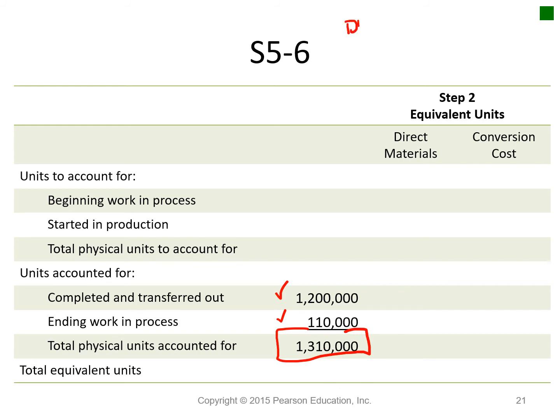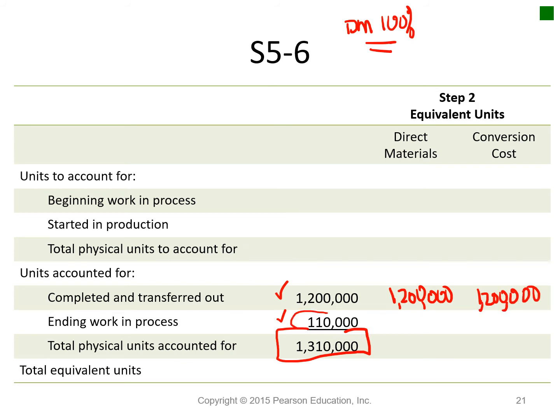Now, the fact that the direct materials are 100% complete because it says they've all been added, and of course anything that's been transferred out is always 100% complete, I can go ahead and just move this number over for both, first of all, both for direct materials and also for your conversion, all right?